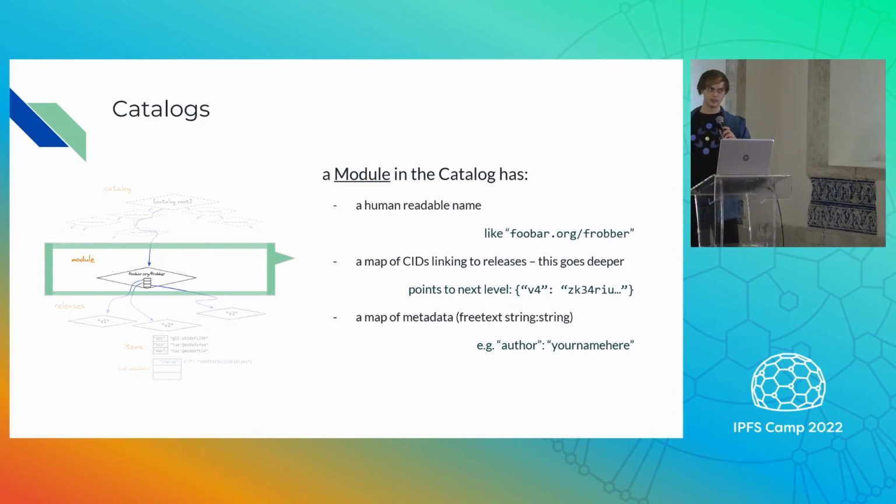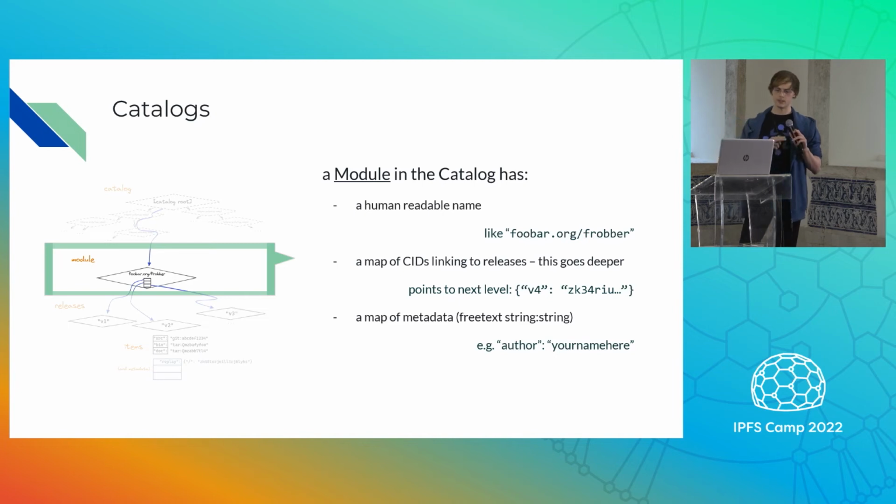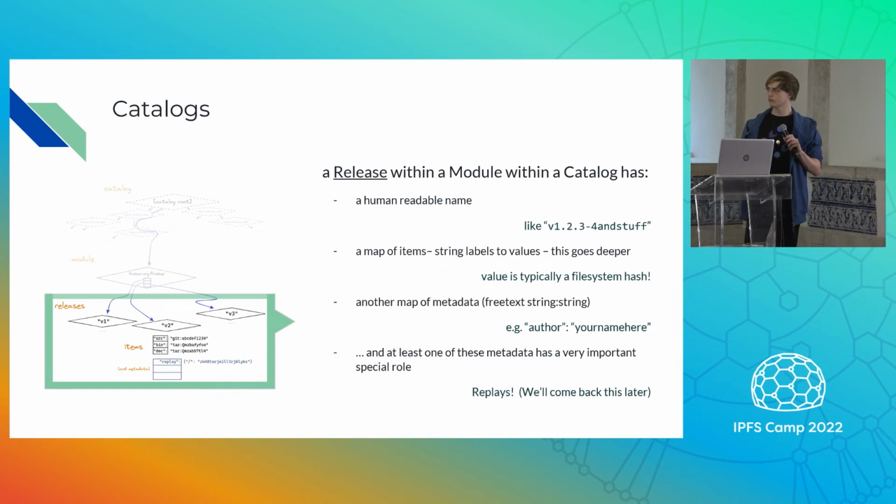Because we're still in IPLD and Merkle tree construction land, this is going to point to deeper parts of our information. We'll have just a map of CIDs that have a version label, something like v2, v3, whatever, and we'll point to another document which will contain more. And we've got room to attach some metadata here, like authorship, licensing, etc.